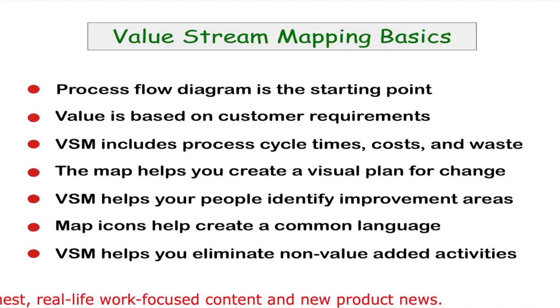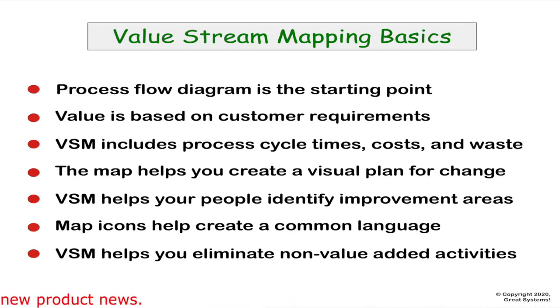Value stream mapping basics. The process flow diagram is the starting point. Value is based on customer requirements. Value stream mapping includes process cycle times, costs, and waste. The map helps you create a visual plan for change. Value stream mapping helps your people identify improvement areas. Map icons help create a common language. Value stream mapping helps you eliminate non-value-added activities.